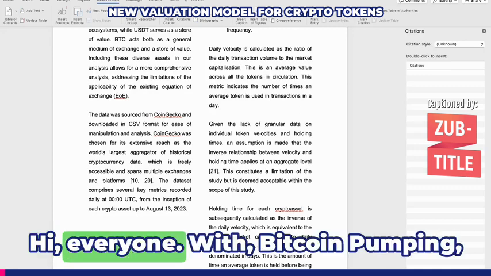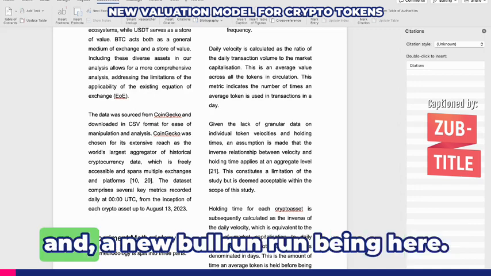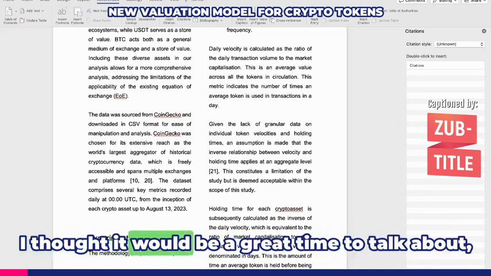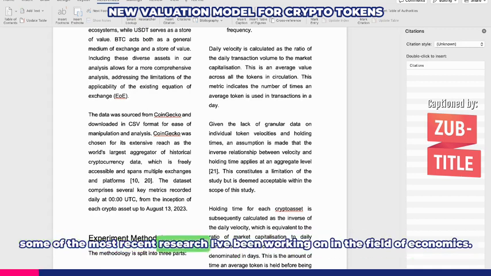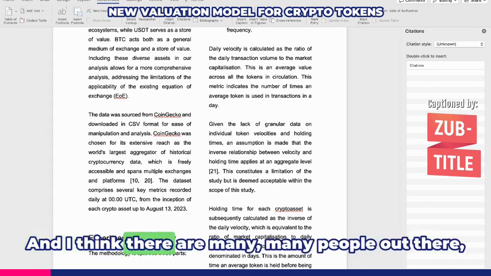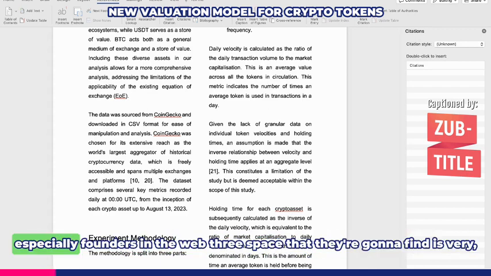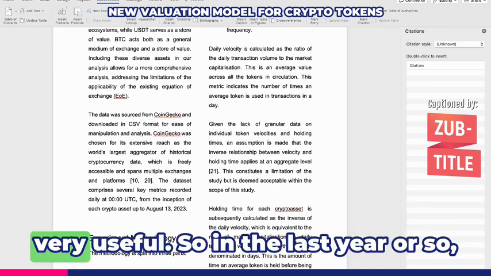Hi, everyone. With Bitcoin pumping and a new bull run being here, I thought it would be a great time to talk about some of the most recent research I've been working on in the field of tokenomics. And I think there are many, many people out there, especially founders in the Web3 space, that are going to find this very, very useful.